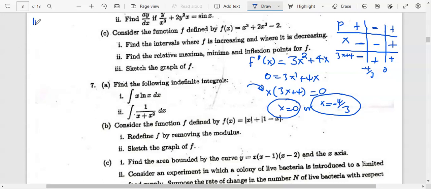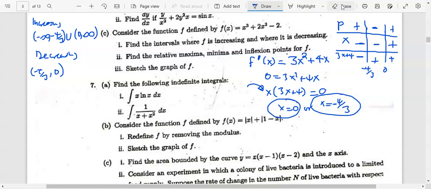So at every point where I'm saying positive, that is increasing. So the function is increasing from negative infinity to negative 4 over 3. You can't include negative 4 over 3 because that's the turning point. And then union from 0 to positive infinity. And then the function is decreasing between negative 4 over 3 and 0.